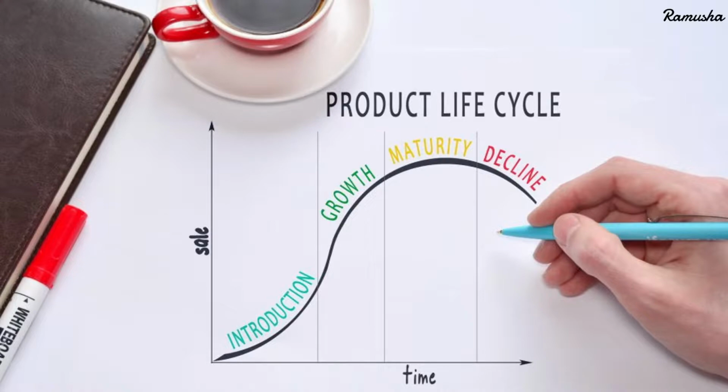Product life cycle is nothing but how we launch a new product into the market, how it grows, and later on what happens to the product. For example, let us say a company has launched a car into the market.